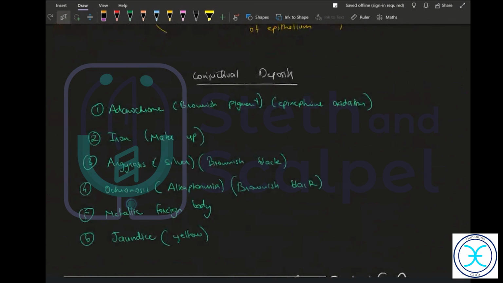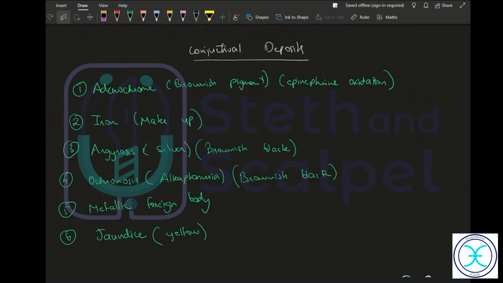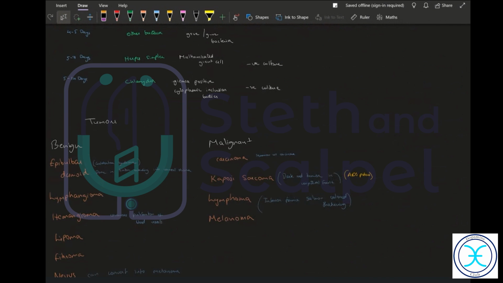Yeah, so these are the conjunctival deposits I was talking about. You have six of them. Iron, like women when they use makeup, right? Those products have a lot of iron in them, so it can get deposited in the conjunctiva. Then argyrosis is a deposition of silver, and metallic foreign bodies or jaundice or adrenochrome. Those are the various things which can get deposited in the conjunctiva. So I just thought I had to mention that. So management, I told you about antibiotic drops, lubricant gels, and in severe infection, you use steroid drops.